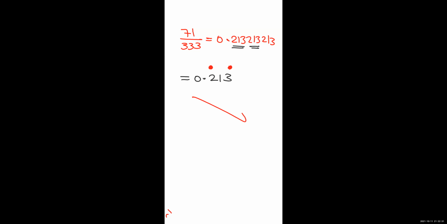Teacher, if the decimal has 4 numbers, then we put the dot on the first number and a dot on the last? Yes, in all cases. If it's like 0.1235, only 2 dots on the first and on the last. By default, all the numbers in between are repeating. Clear?